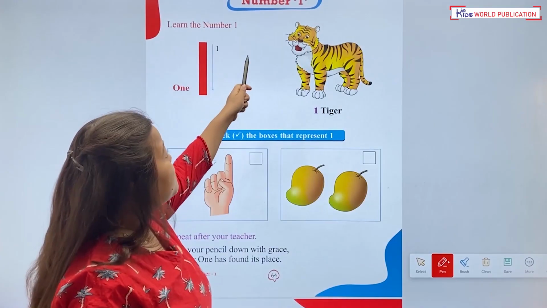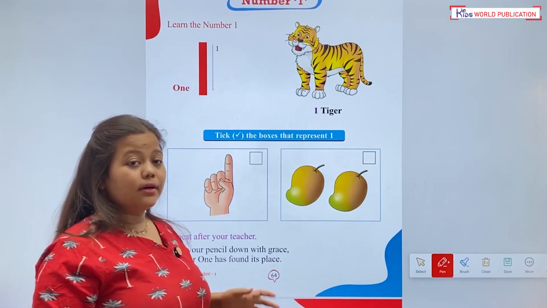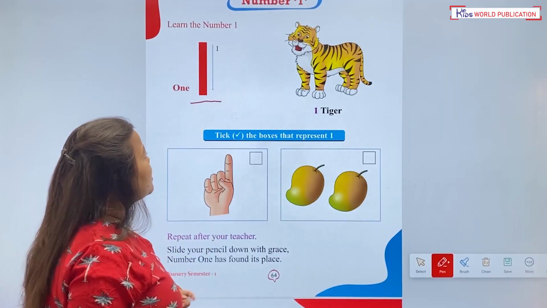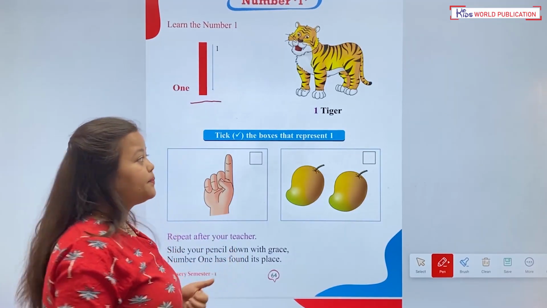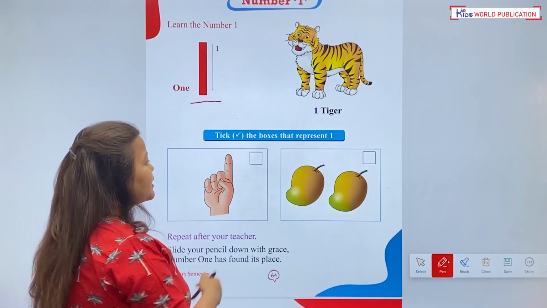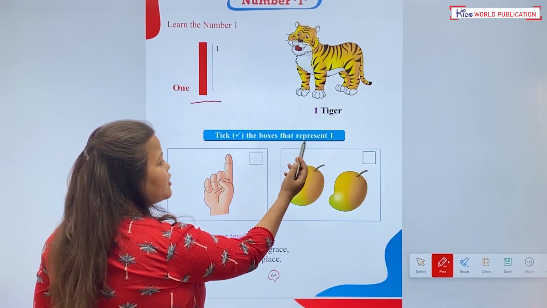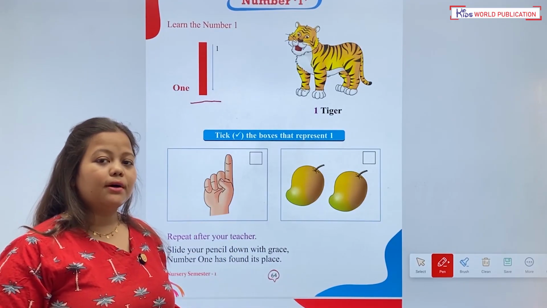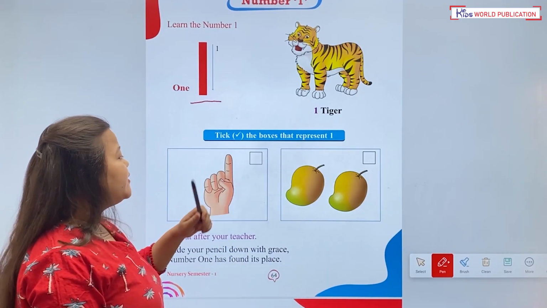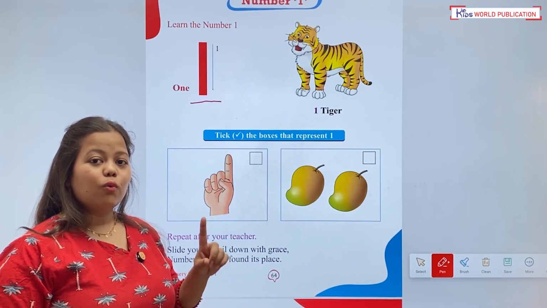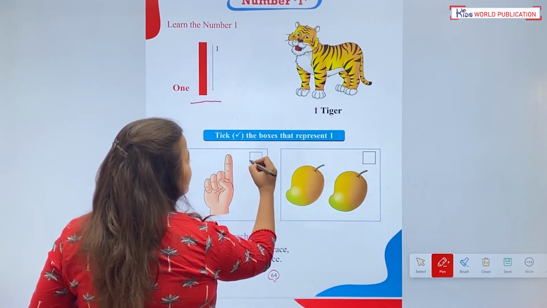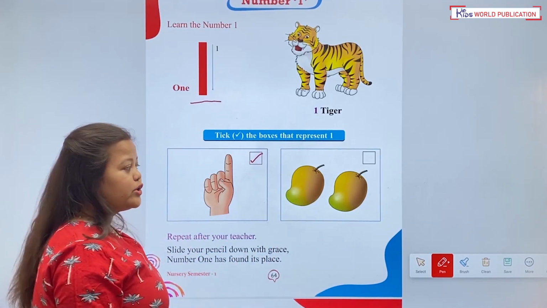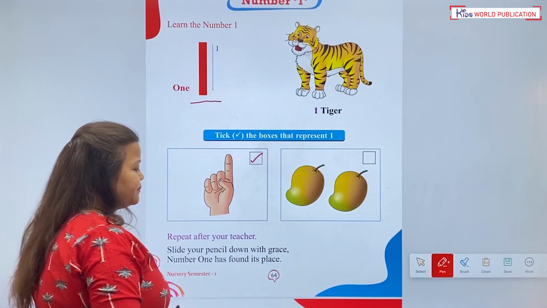No. Number 1. Learn the number 1. This is the number 1. O-N-E 1. 1. Tiger. Tick the boxes that represent 1. So you will tick that boxes which represent the number 1. How many fingers can you see? 1. How many mangoes can you see in the picture? 2. So this is wrong. We will not take this picture.